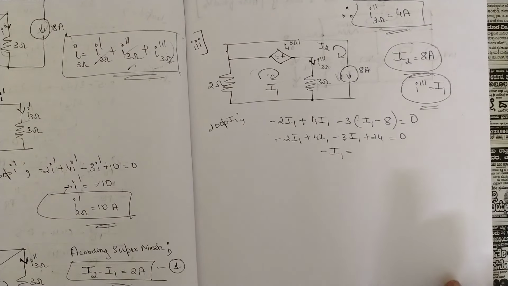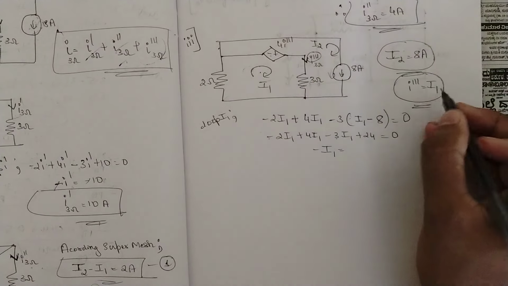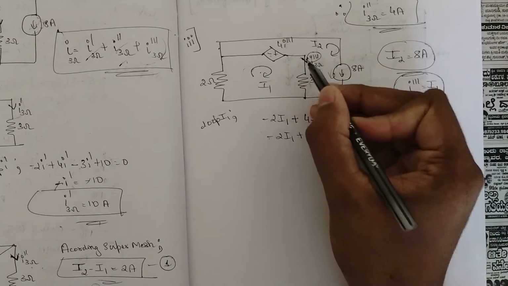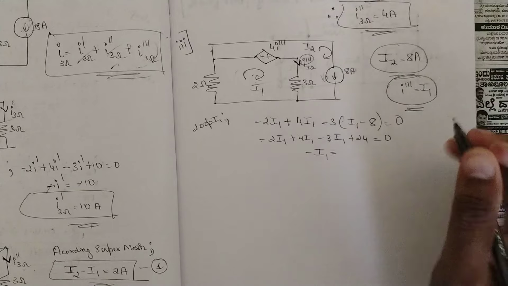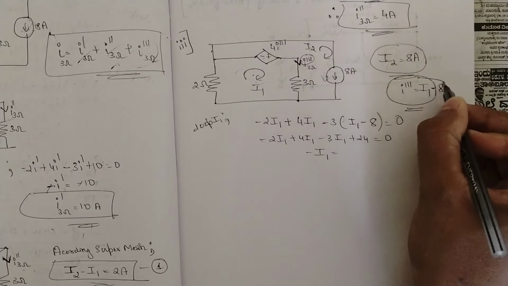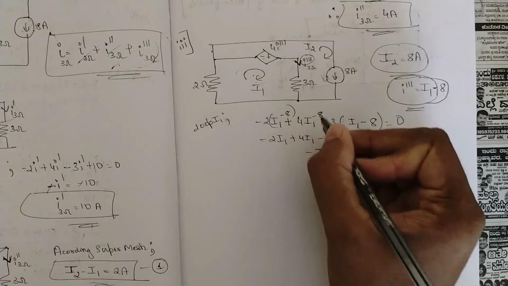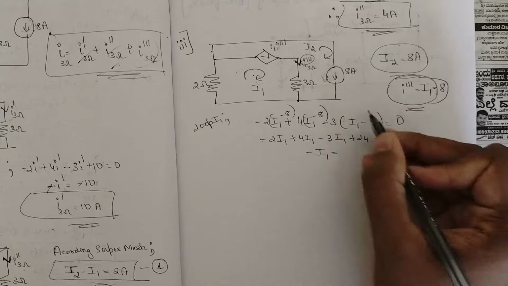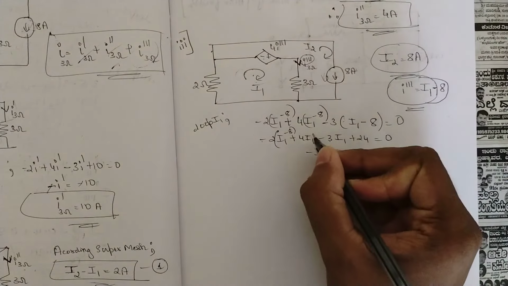Sorry, I have made one mistake here. This I triple dash is not equal to I1, because this branch, I triple dash, is between these two loops, right? So we can say that this is equal to I1 minus I2, that is I1 minus 8. So here we would be getting I1 minus 8, and here this is I1 minus 8. Okay, so make that change here. Sorry for that.